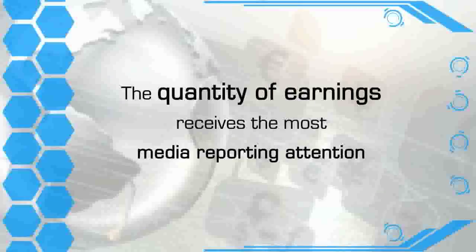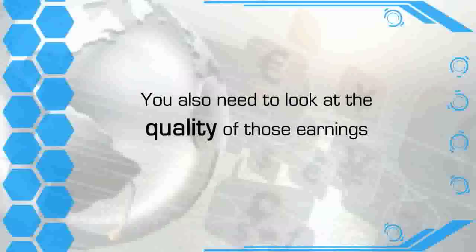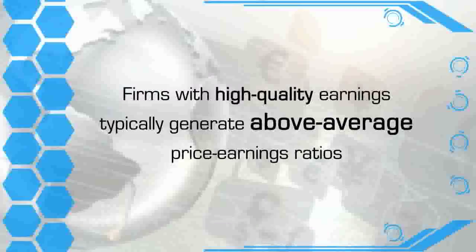The quantity of earnings receives the most media reporting attention. They focus on actual earnings and earnings per share relative to analyst expectations. Be cautious following this line of thinking. You also need to look at the quality of those earnings. That is a better gauge of future earnings performance. Firms with high-quality earnings typically generate above-average earnings ratios. They also tend to outperform their competitors and often the market overall. High-quality earnings provide reassurance and confidence in the company's future growth potential.